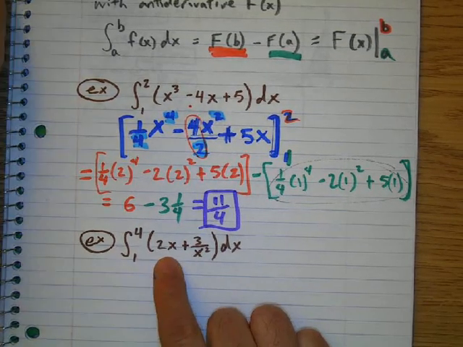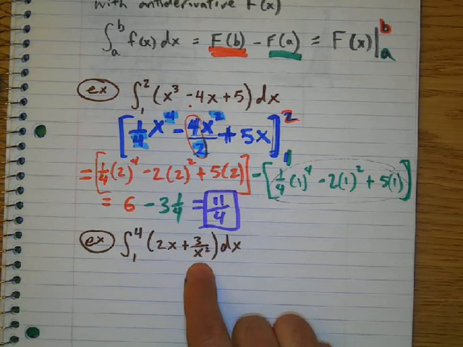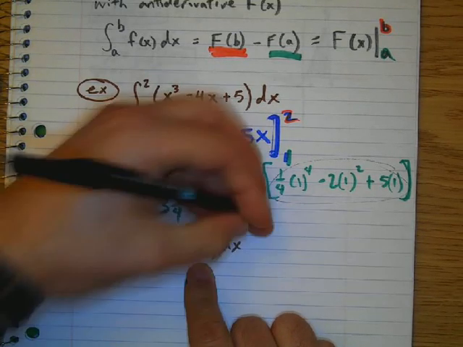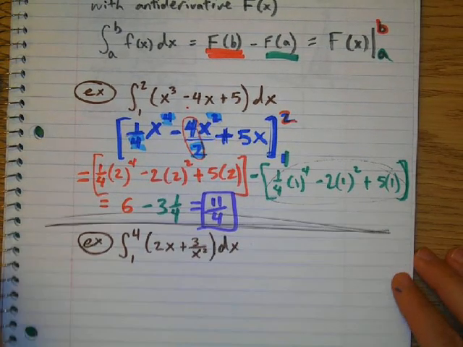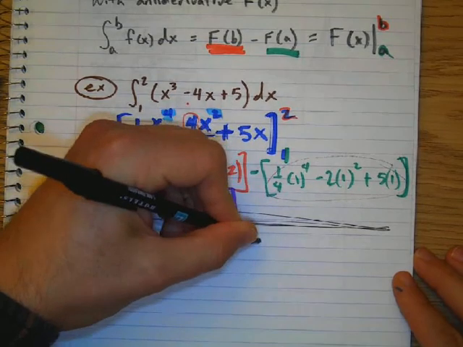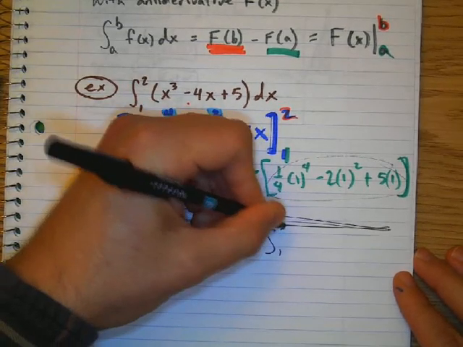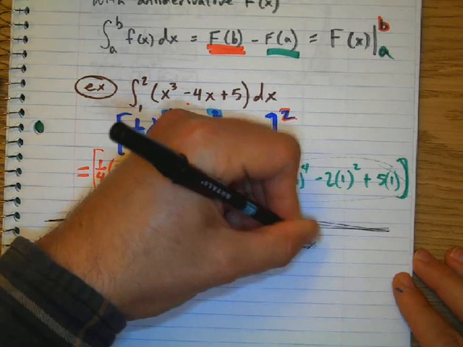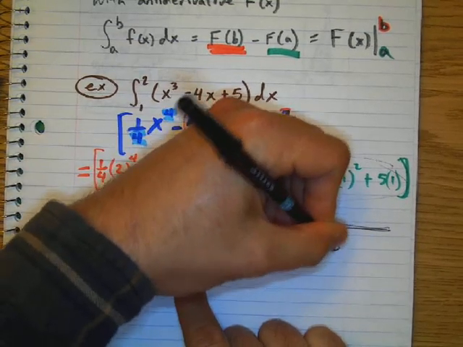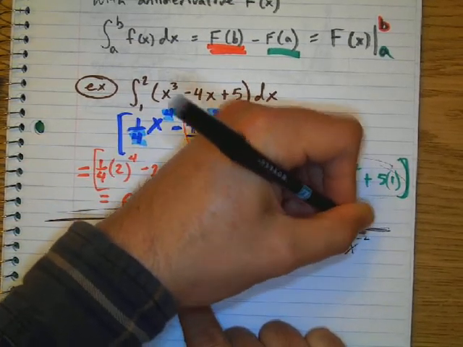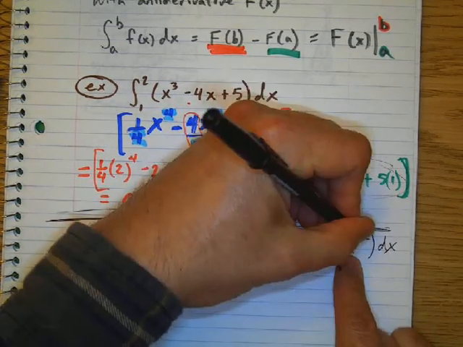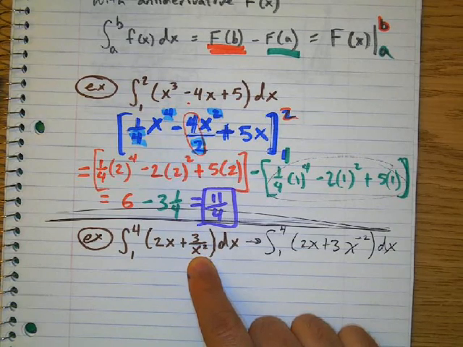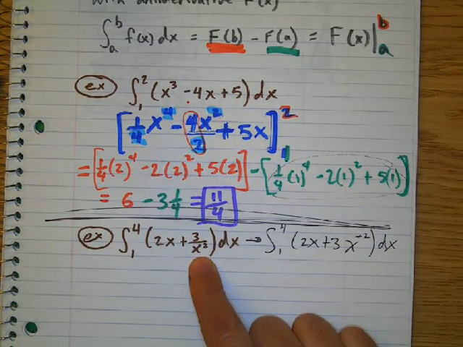Okay, so let's rewrite this with a negative exponent. We would write this one here as the antiderivative, 1 to 4 of 2x plus 3 times x to the negative 2 dx. It's better to have this with a negative power than to have this in the denominator like this. It makes it easier to do our antiderivative.